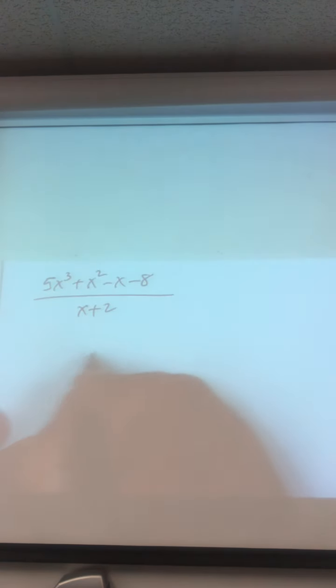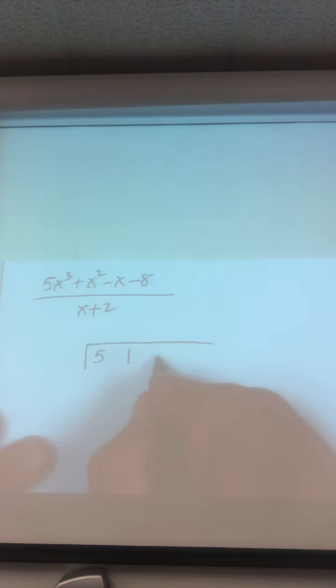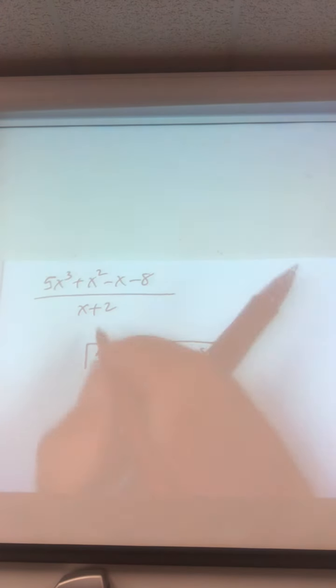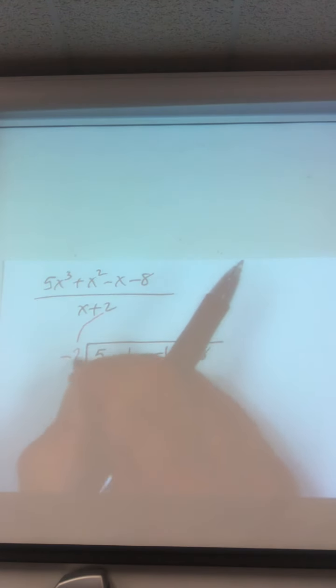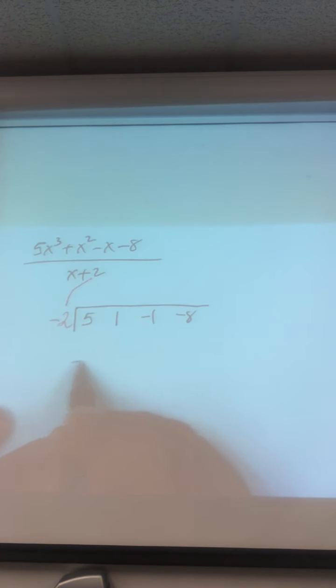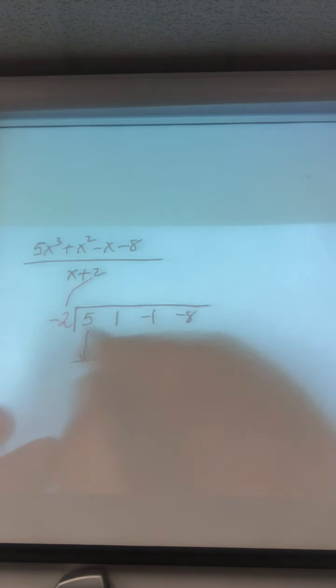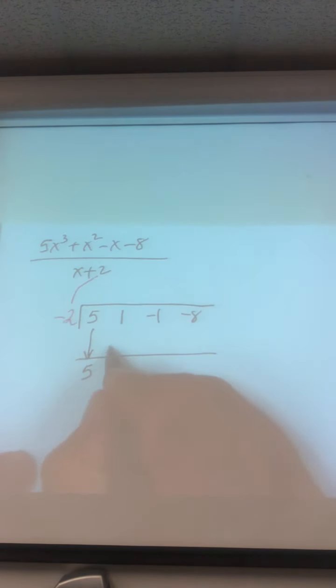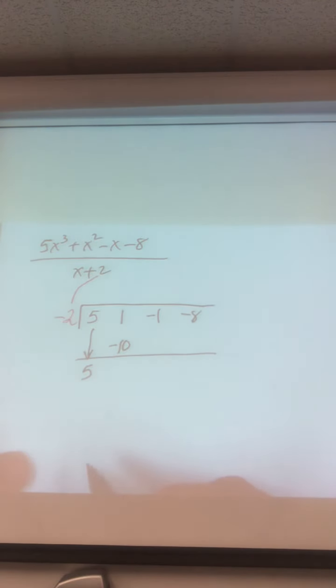All right, so here we go. Start out, do the division bar. 5, 1, positive 1, negative 1, don't lose the negative, and then negative 8. All right, what number now will go out front? It's the opposite of that. Okay, here we go. Skip one line and draw a line. Bring this number down. First number always comes to your answer. Now, negative 2 times 5 is negative 10. Put that above the line.